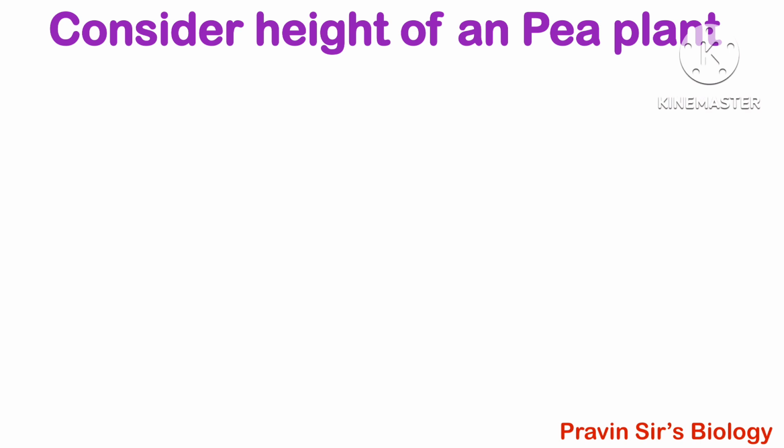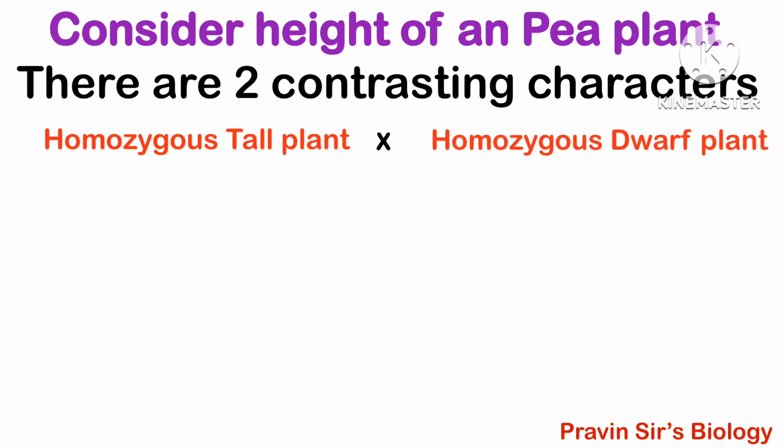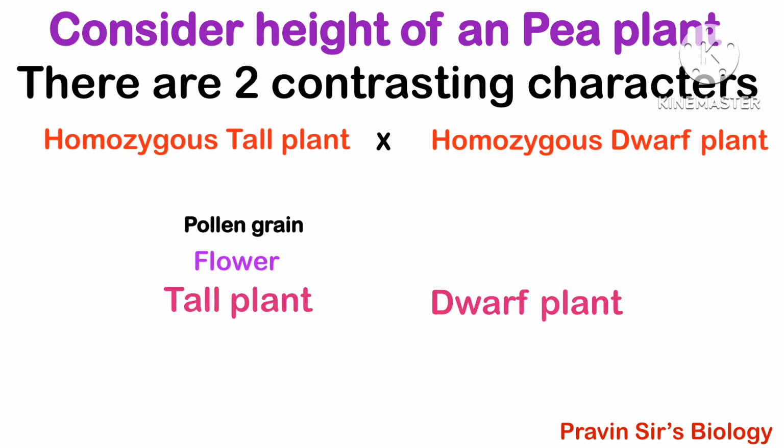Consider the height of a pea plant. In height, there are two contrasting characters, tall and dwarf. So when a homozygous tall plant is crossed with a homozygous dwarf plant, cross means we take the pollen grain of a flower of a homozygous tall plant and transfer it on the stigma of a flower of a homozygous dwarf plant, or vice versa.